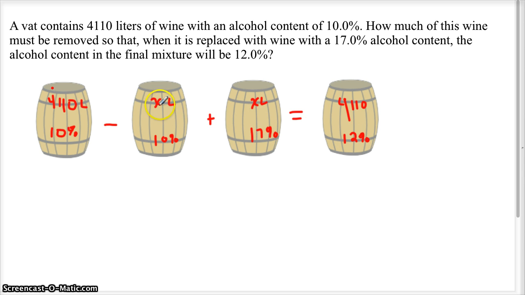Okay, so I actually only have one variable in this problem, right? Which means I should only have to write one equation. Across the top, I've already used the fact that I have to have the same amount of liquid in these three barrels as I have here. That's why I only have 4,110. Then my other equation is I have to have the same amount of alcohol in these three barrels as I have in the final barrel.